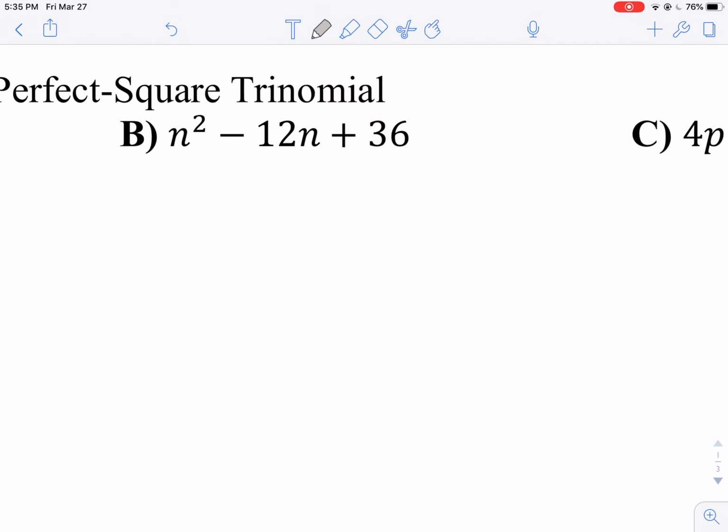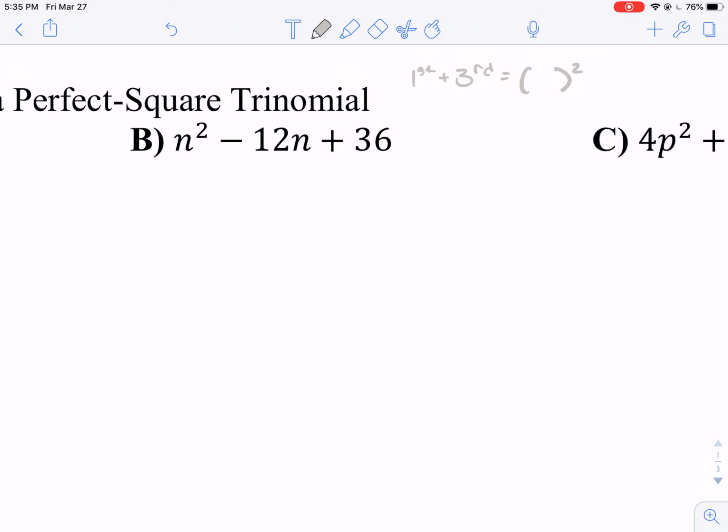Remember our steps: we want to write the first and our last term as squares, and then you want to see, is the middle term 2ab, and then you can write it as a plus b squared. Let's go ahead and pause the video, try out b.